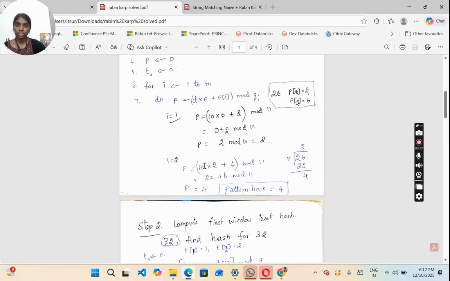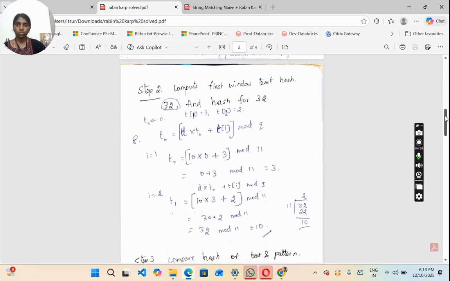When i equal to 2, the d value is 10 only, and p is now 2. Initially it was 0, after one iteration it became 2, and then d into p plus p of 2, which is 6 in this case. So 10 into 2 plus 6 is 26, and 26 mod 11: if we divide 26 by 11, 2 elevens are 22 and the remaining is 4. So the remainder is 4. Our pattern 26 has hash value 4.